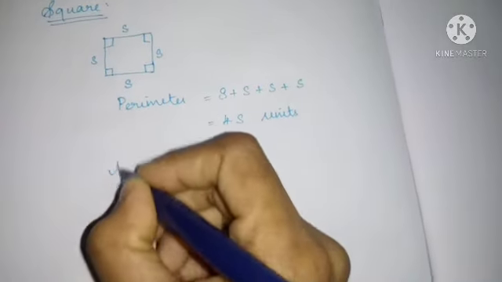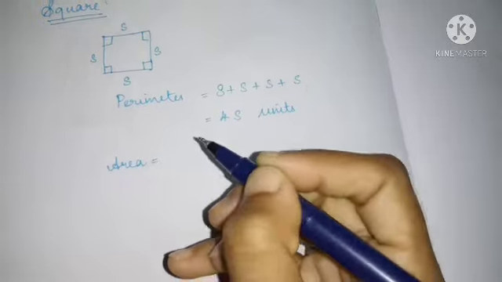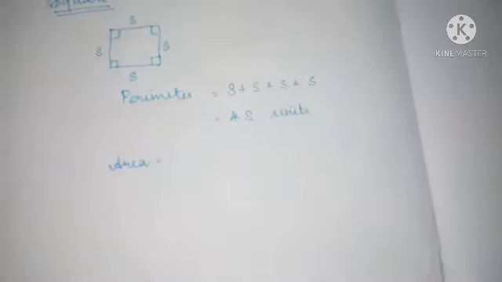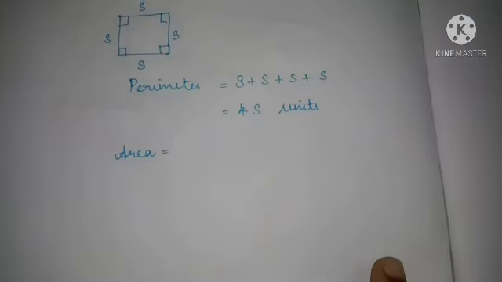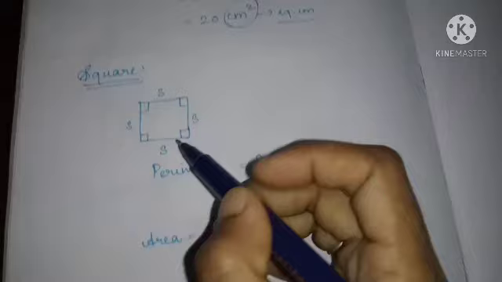Then next is your area. So area, I told you, you have to multiply this side and this side. Length into breadth, side into side.